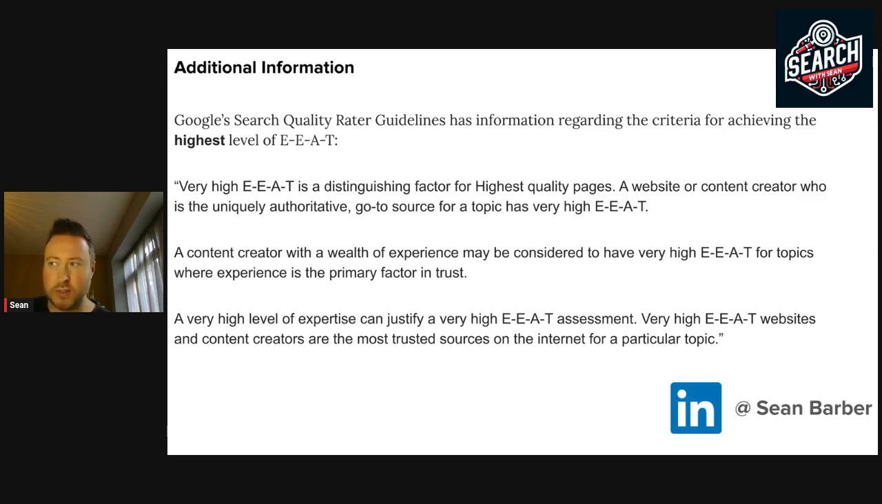Very high EAT websites and content creators are the most trusted sources on the internet for a particular topic. I'll do a video on examples of some of the market leaders in this, and straight away coming to mind is things like Healthline. But obviously, if you've got Lily Ray writing about SEO on your website, that's a great signal to say that it's trusted content.